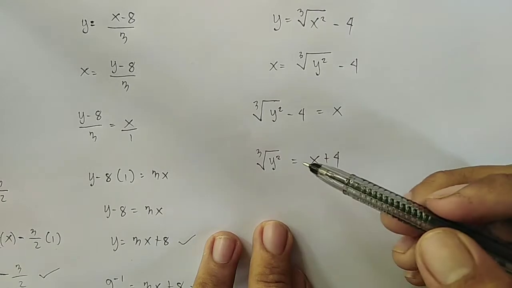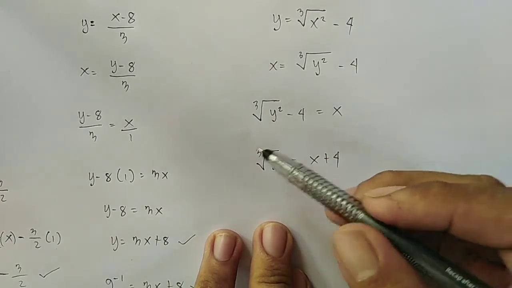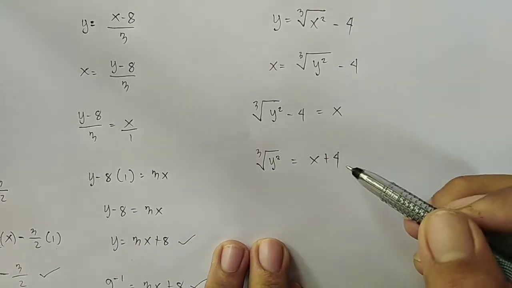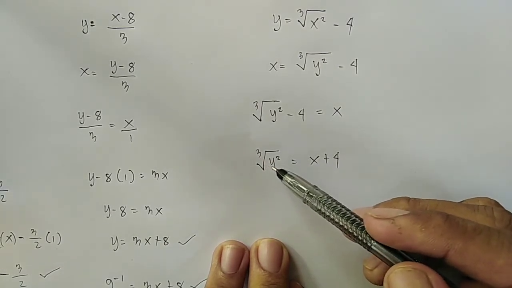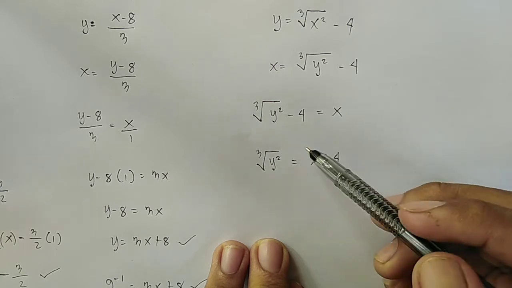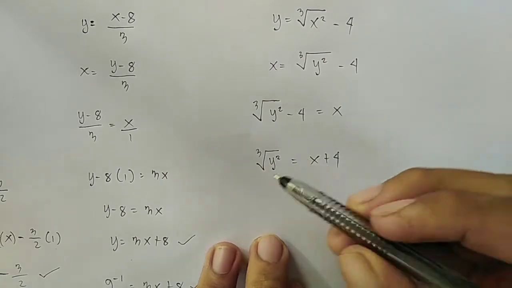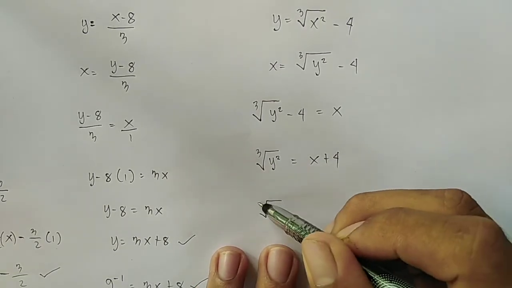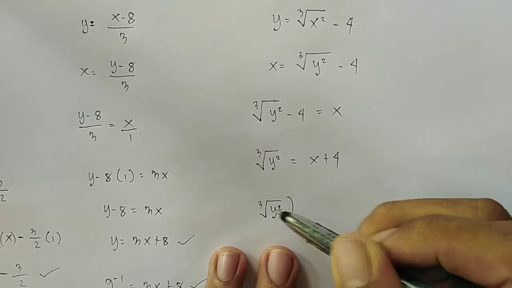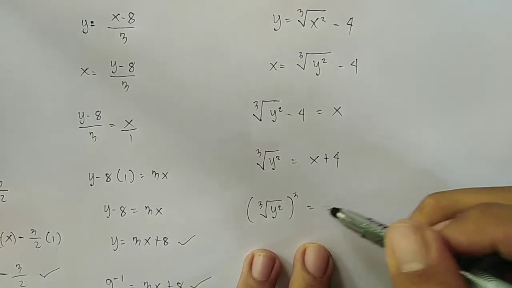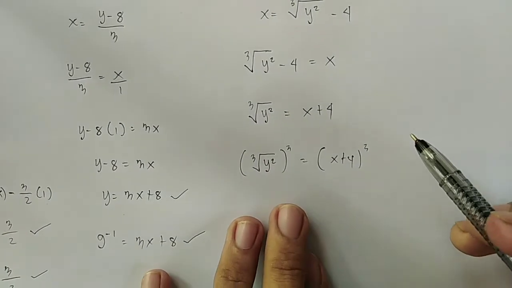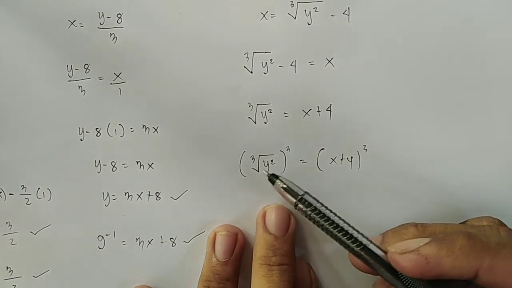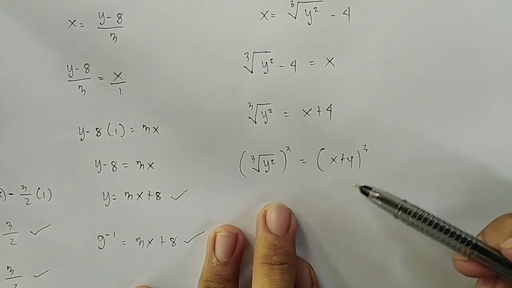So the first thing that we are going to do here is to cube both sides so that we can eliminate the cube root symbol. So we have to cube both sides. So the cube root of y squared, cubed, is equals to x plus 4, cubed. Always remember that whatever you change on the left side must also be applied to the right side.